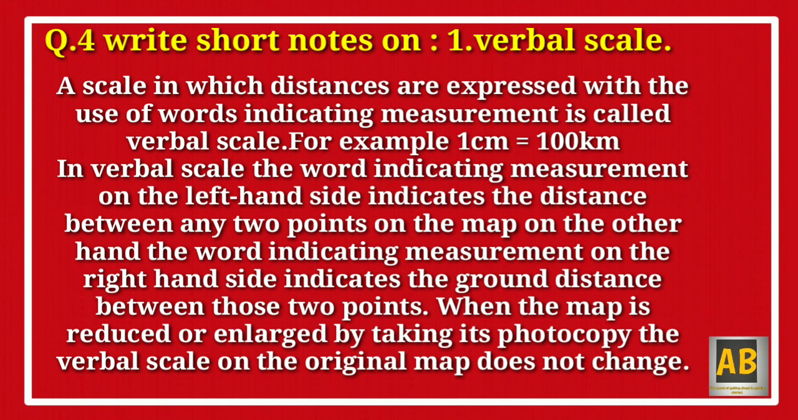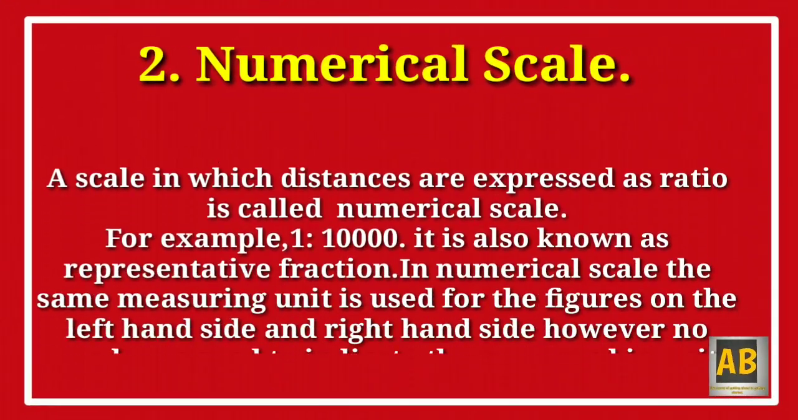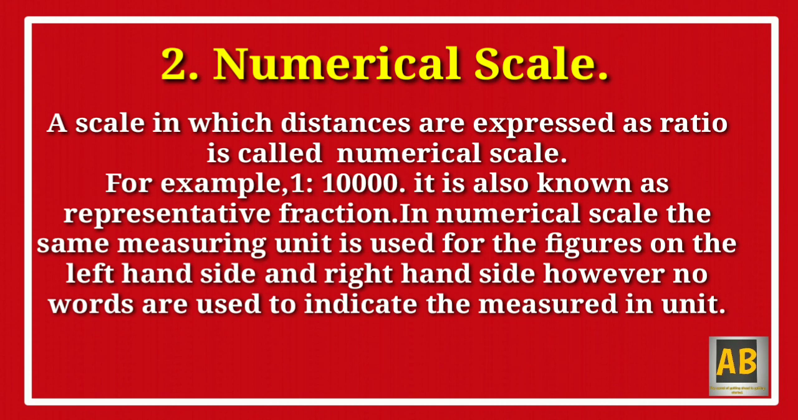On the other hand, the word indicating measurement on the right hand side indicates the ground distance between those 2 points. When the map is reduced or enlarged by taking its photocopy, the verbal scale on the original map does not change.